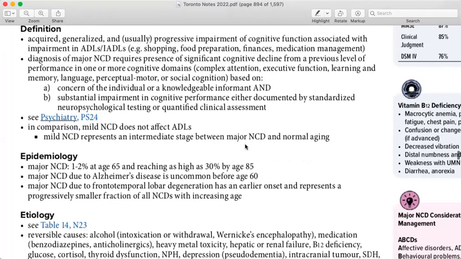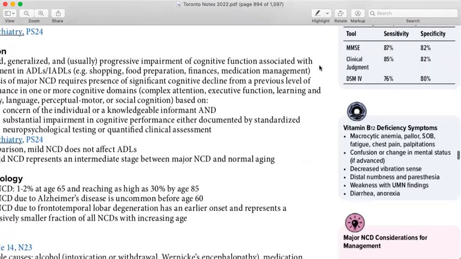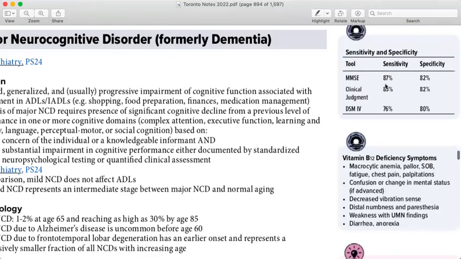By doing the MMSE and MoCA. So here, the most sensitive one is MMSE. It is 87% sensitive, and clinical judgment is 85% sensitive. So usually if they ask what is a sensitive test to confirm dementia, it's MMSE. Even if they ask for the short-term or easily used method, it is MoCA.